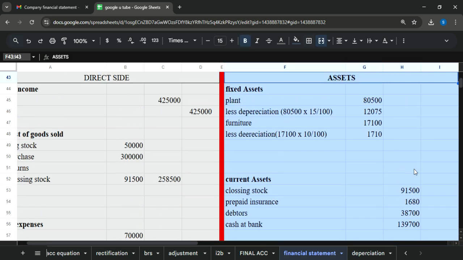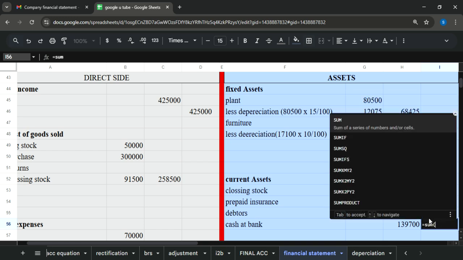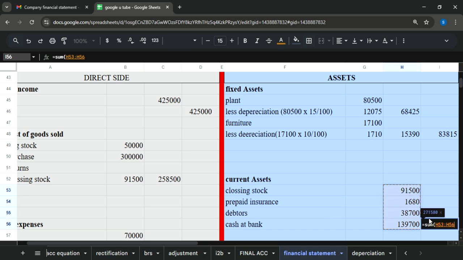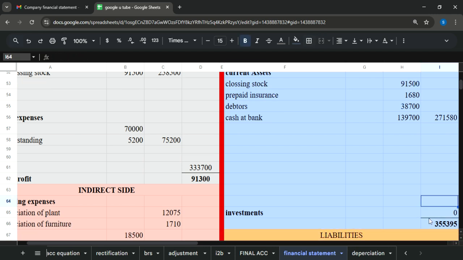Here, first you can see that we have plant, subtract its depreciation. Then we have furniture, subtract its depreciation. After which, since we have only two assets, we have taken their sum. So this is the sum of fixed assets. After which we can calculate the sum of all current assets. That has also been noted down. Then we have investment. There is no amount of investment.